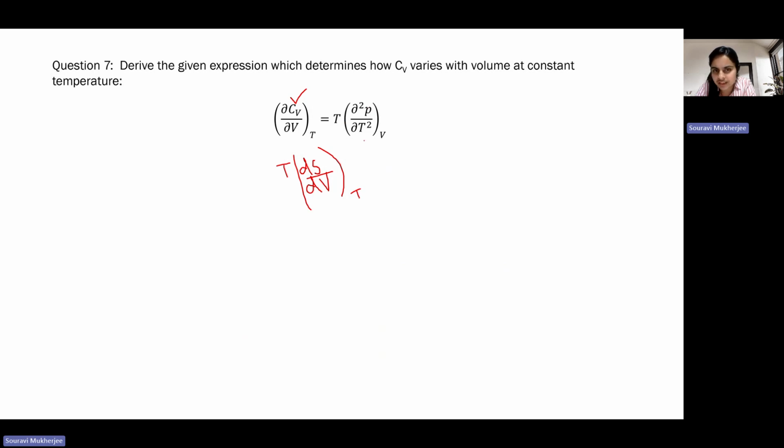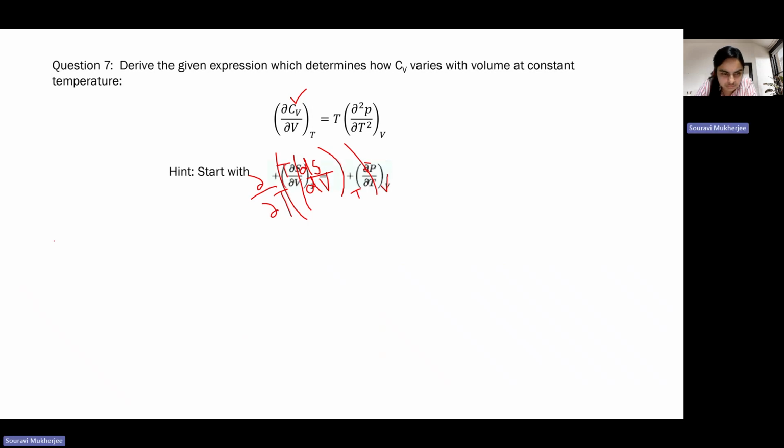That means, what is this telling us? Here you have one derivative with respect to volume, keeping temperature constant. Here you have two derivatives with respect to temperature, keeping volume constant. That means if you start with this form, you then have to do a derivative with respect to temperature. That's how it has to go ahead, right? So that's what you have to find at constant volume.